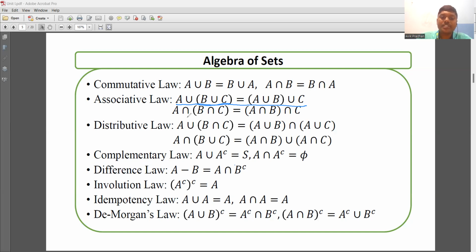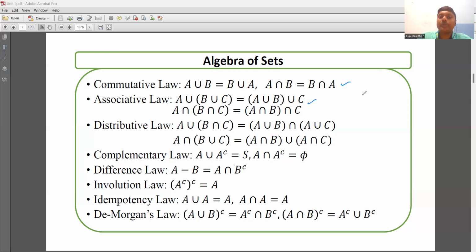Similarly, for the intersection also, if I take the intersection of B and C first and then take the intersection of this new set with A, the set we create on the left-hand side will be the same as the set if I take first the intersection of A and B and then the intersection with C. They will have the same elements. So these two sets are representing the same set. So the associativity is very clear.